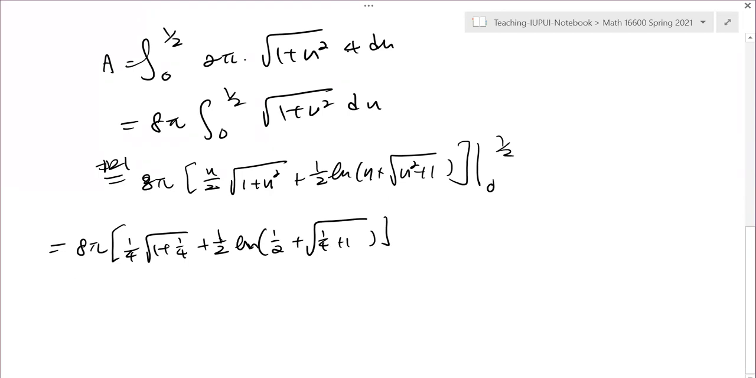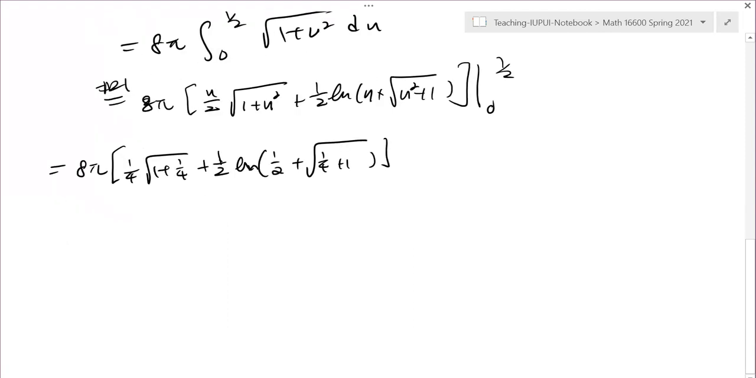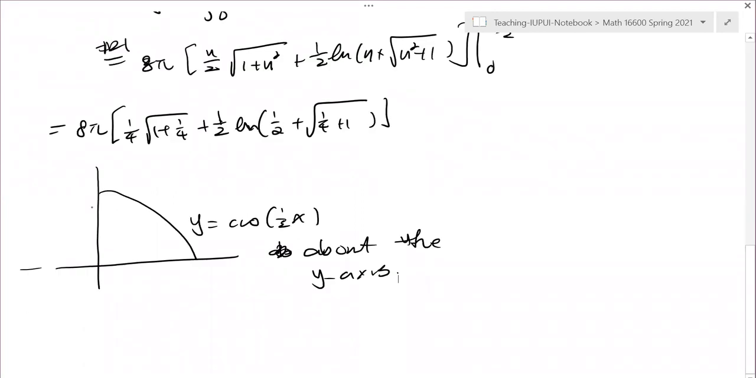So that's it. Now for the same problem, I cannot evaluate the integral, I want to set up. It's cosine half of x. This time the rotation is about the y-axis. So the graph looks like that.